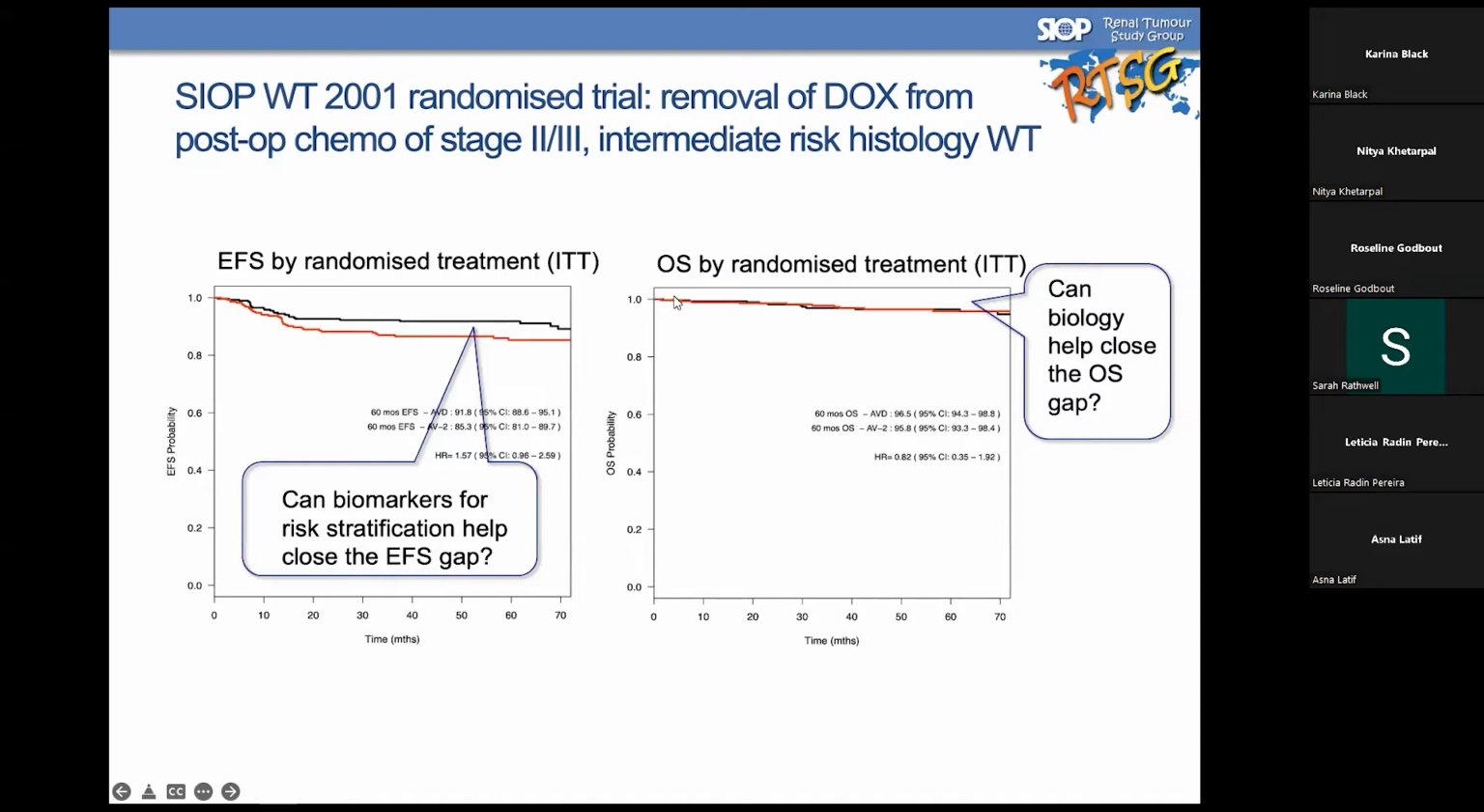And even if we have here a high survival rate of more than 90% of the patients, there are still patients dying. And the question again is, can biology help us to close this gap and find those patients who do need another treatment not to die of their tumor?